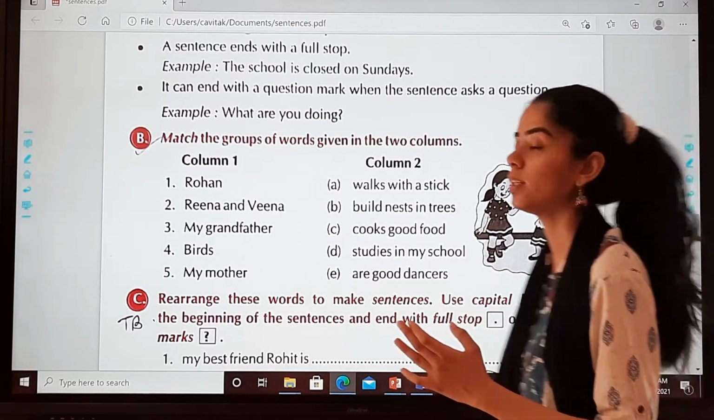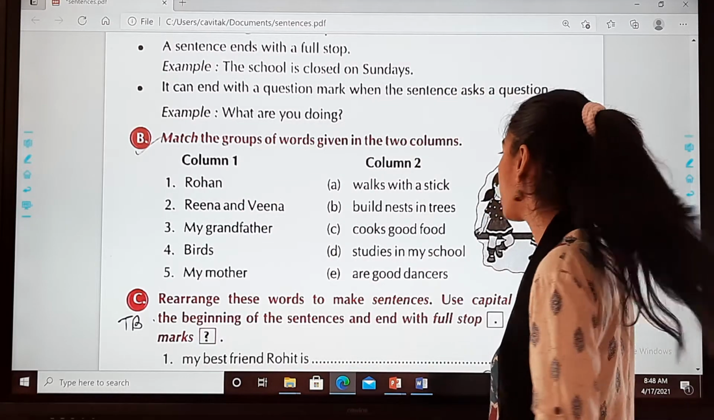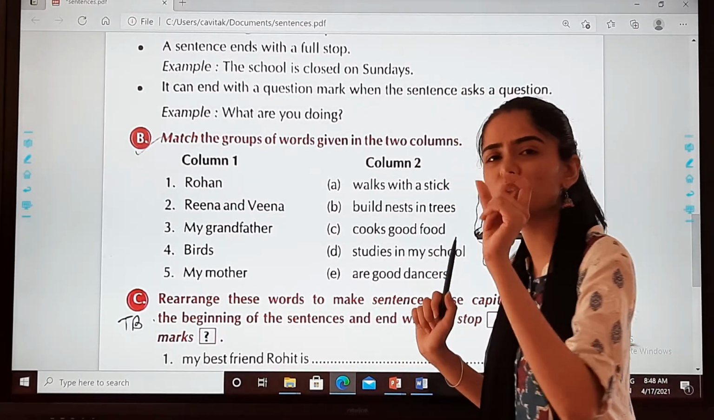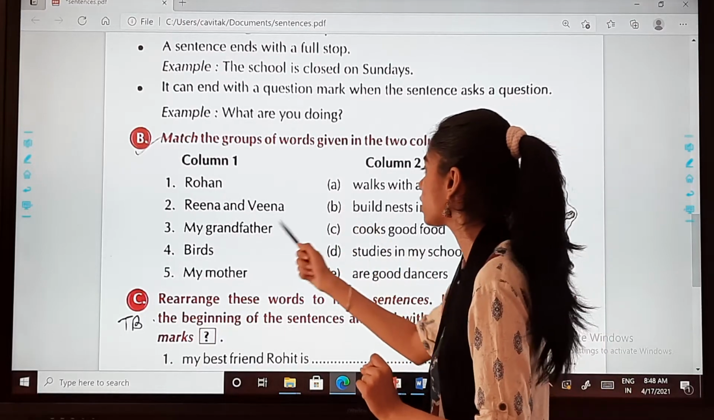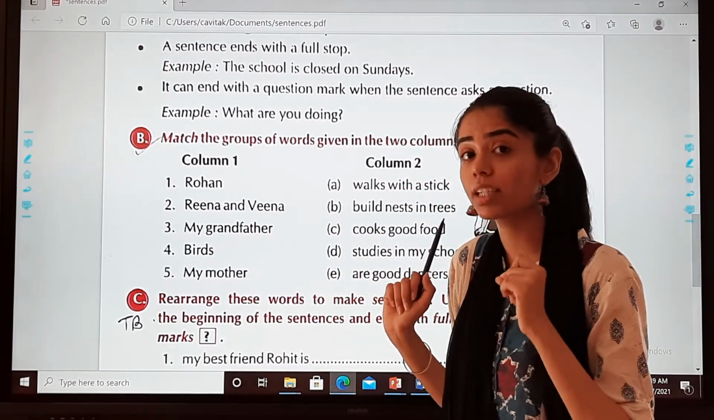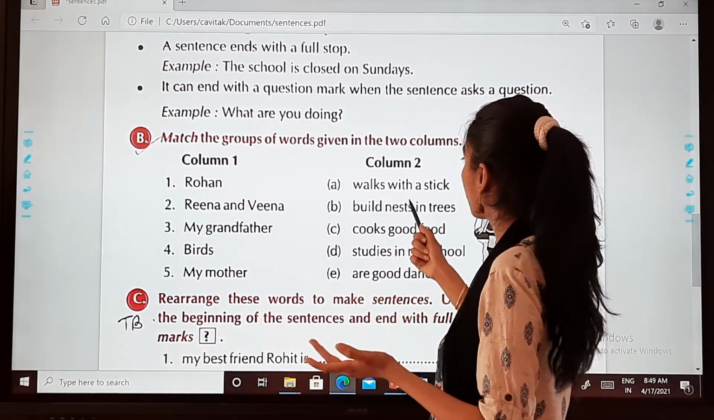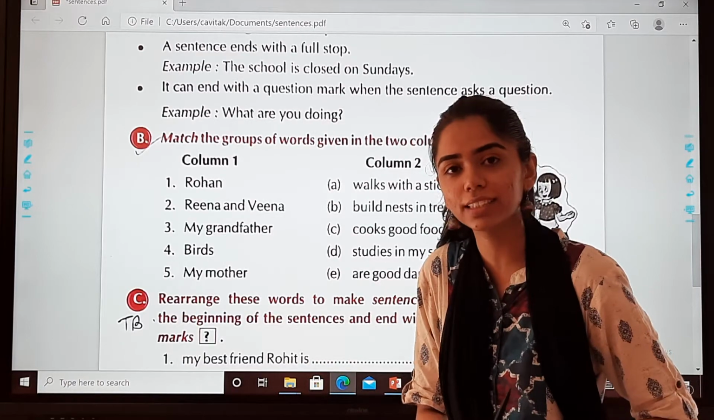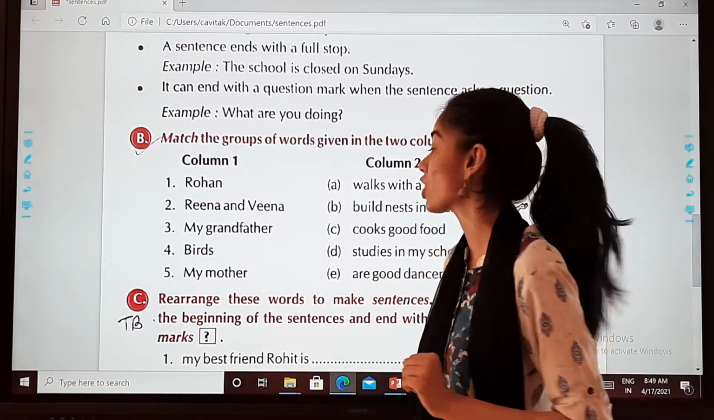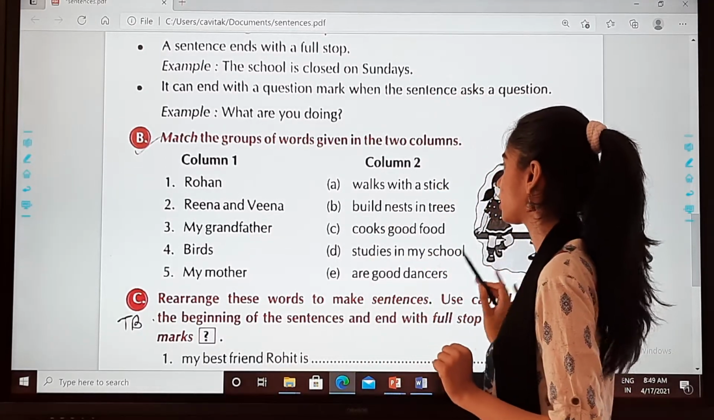Now we will try to match the first one. Rohan walks with a stick. Do you think Rohan walks with a stick will be better or my grandfather? है ना? Grandfather के लिए generally हम चीज़ use करते हैं. So then next, Rohan builds nest in trees. Does Rohan builds or birds build? So हमारे तो option में birds भी है. So this one also not.